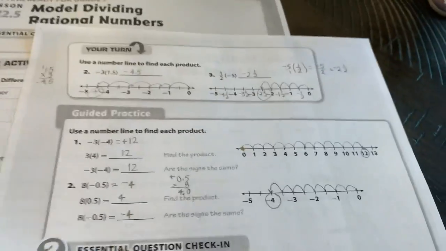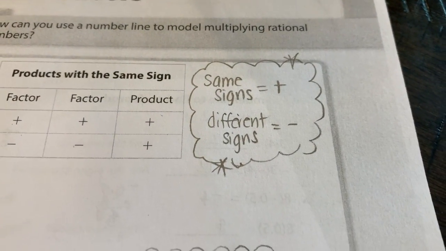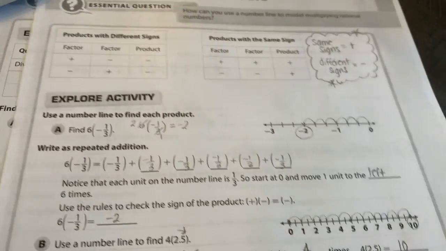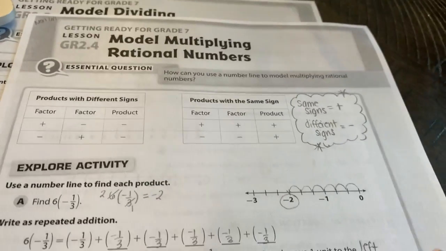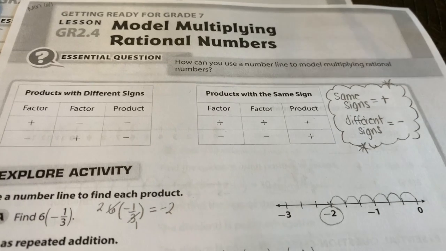Okay? And that's it. So remember, what you really need to remember from this lesson is right here. Same signs will be positive, different signs will be negative. Because you already know how to multiply fractions and decimals. Okay? All right, guys, have fun.